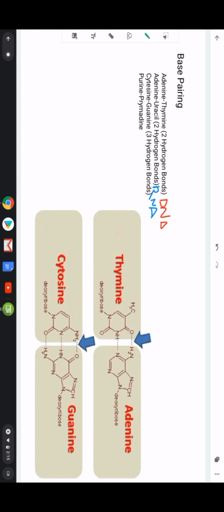And you can also see how many hydrogen bonds are shared between each base pair. This just shows the stability. So if there are 3 hydrogen bonds, as seen with cytosine and guanine, it is more stable than the adenine-thymine and adenine-uracil bonds.